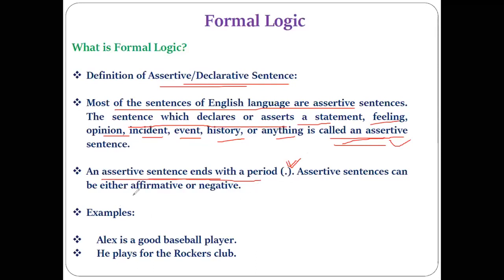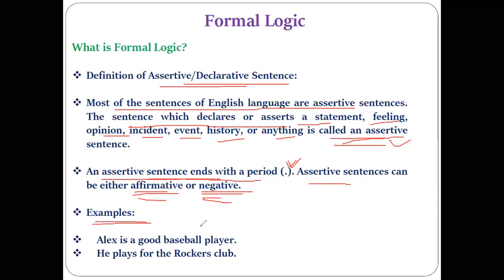So an assertive sentence can be either affirmative or negative. What do you mean by this? Affirmative means positive, and negative. Just like we have discussed, a proposition can be either false or true. The same thing I have mentioned: the assertive or declarative sentence is called a proposition. So an assertive sentence can be either affirmative or negative, just as a proposition can be positive or negative. What is the meaning? Yes, sir.